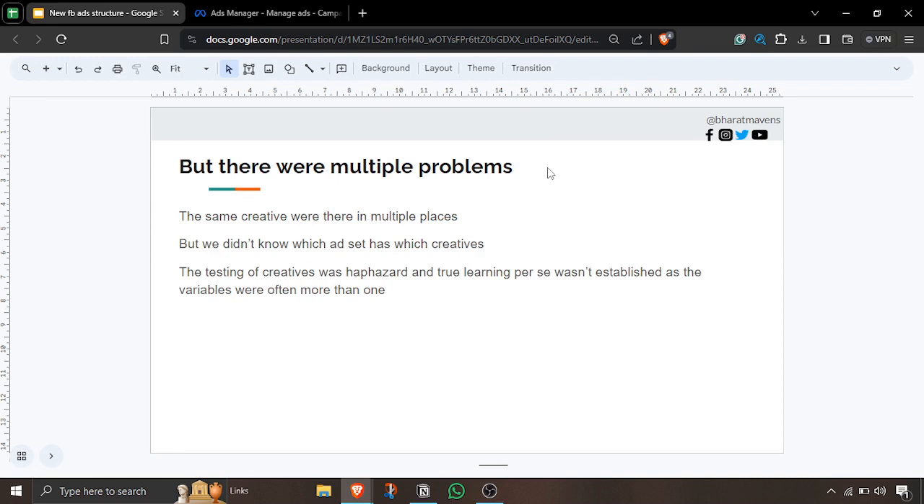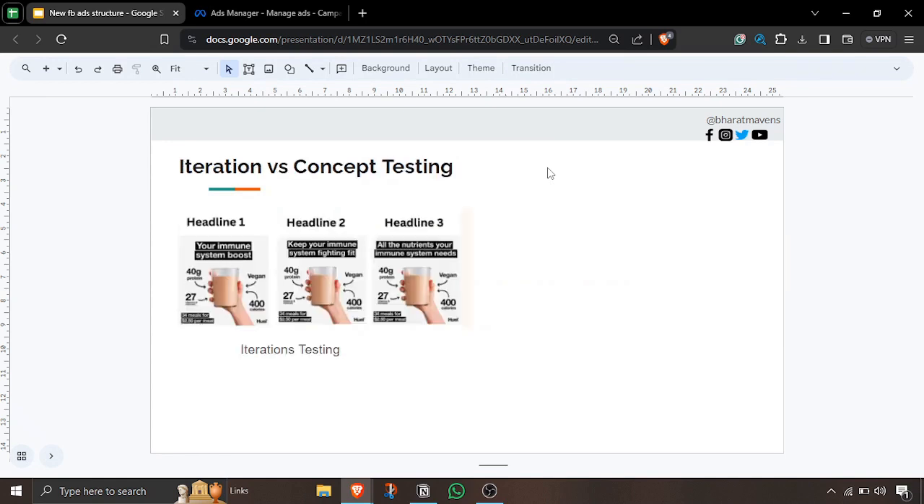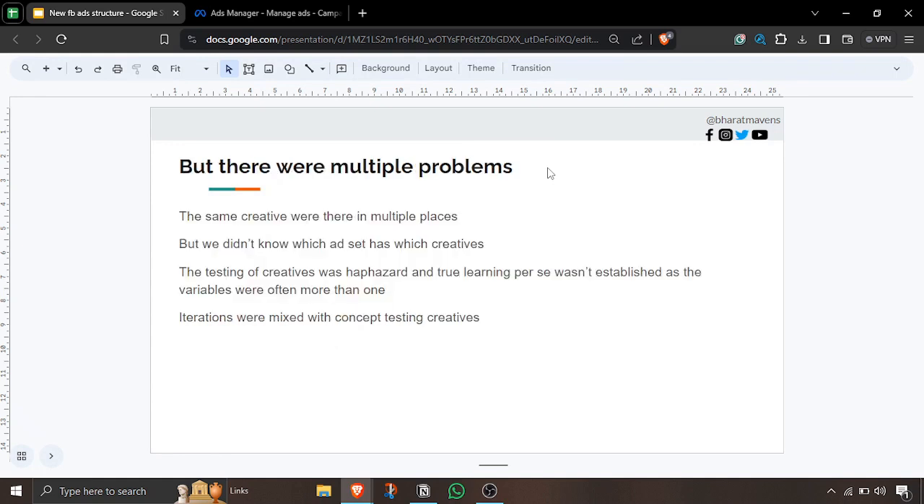Then the testing of creatives was quite haphazard, because it was one creative in one place, the other creative in a second place, with no pattern matching, no theming, no creative angle. Iterations were also mixed with testing winners. Winners were not isolated and scaled properly. But now we have started changing it.